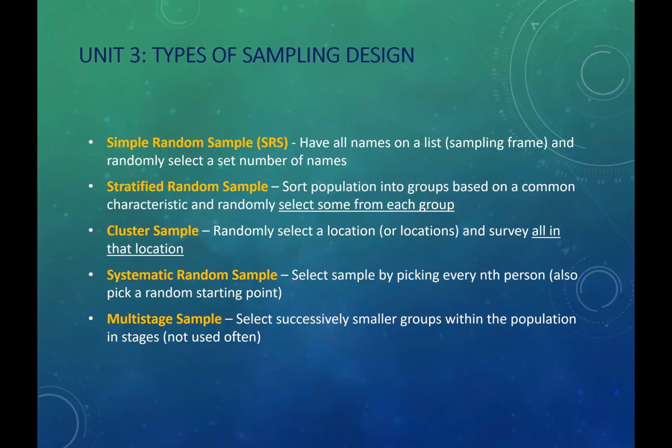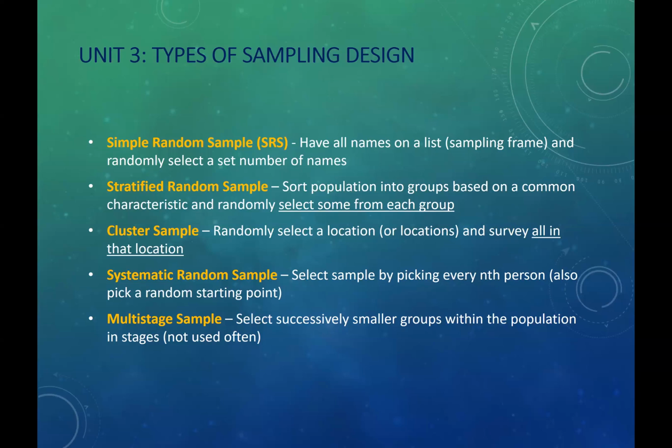Systematic random sample is where you select a sample by picking every nth person and you choose a random starting point. So I could survey every 4th person. I have to choose my random starting point between 1 and 4. That's where randomization comes in. Or every 10th person, however many people.